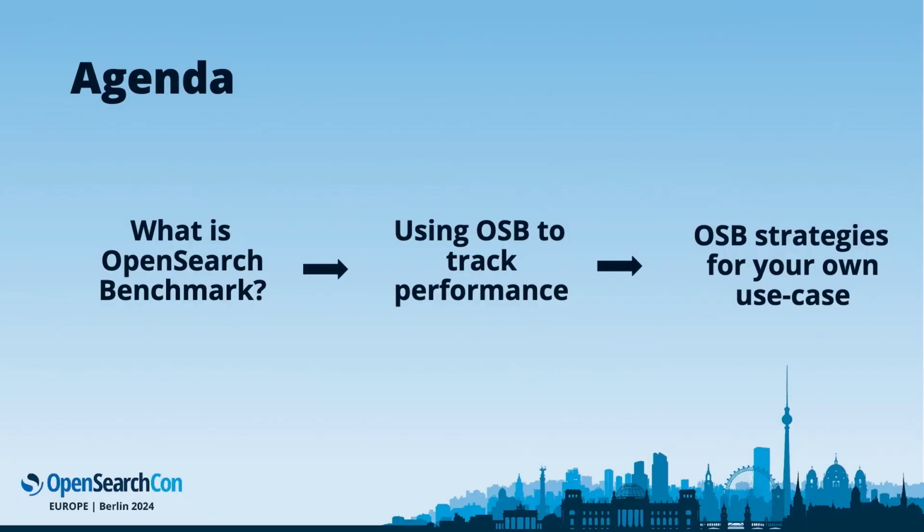So our talk is divided neatly into three parts. We're going to start with an introduction to OpenSearch Benchmark. I'm going to just call it OSB from now on. And we'll tell you how to use it. The second part of the talk will be talking about using OSB to track performance. Before we look at improving performance, we need to know how to measure and track it, and that's what we'll discuss there. And finally, we'll look at strategies and techniques to customize OpenSearch Benchmark to your specific use case.